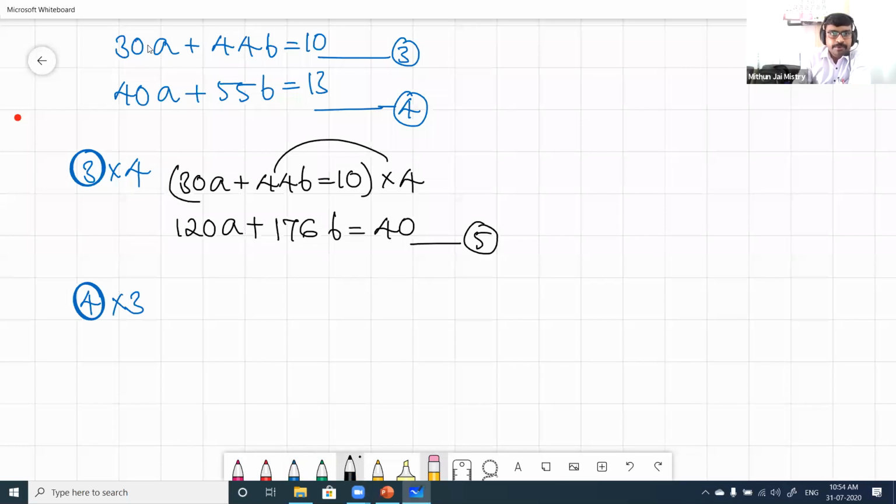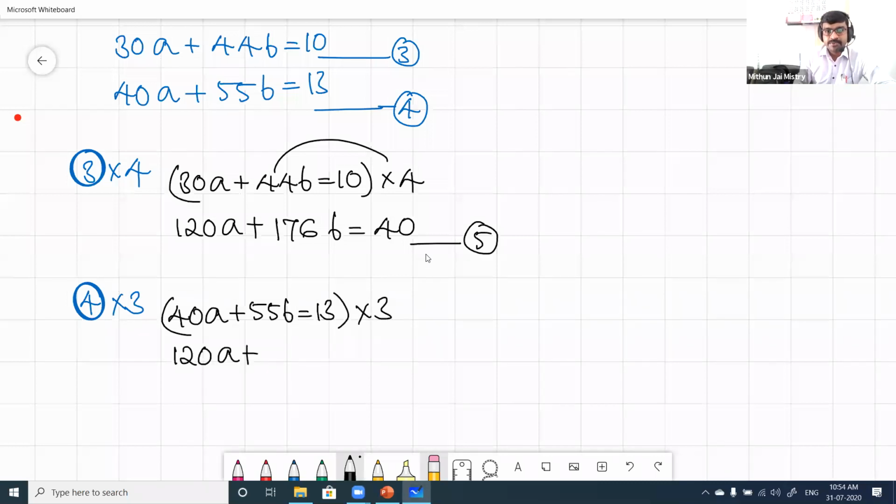So what is equation 4? Equation 4 is here, Nana. This is equation number 4: 40A plus 55B is equal to 13. So here I'm writing 40A plus 55B is equal to 13, and this we need to multiply into 3. Right? So 40 into 3 is 120A plus 5 3s are 15, 16, 165B is equal to 13 3s are 39. This is my equation number 6.